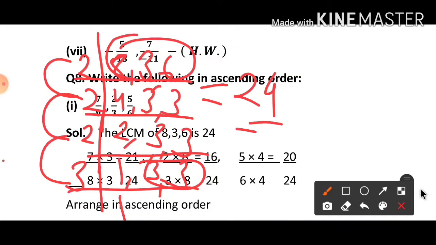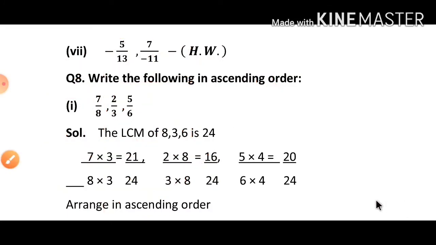Now we have to make the denominator with number 24. 7 by 8, 2 by 3 and 5 by 6. So 7 by 8, and we have to bring 24. By which number we multiply in 8? We have to multiply by 3 in 8 to get 24. So multiply by 3 in numerator also. 7 3s are 21, 8 3s are 24.